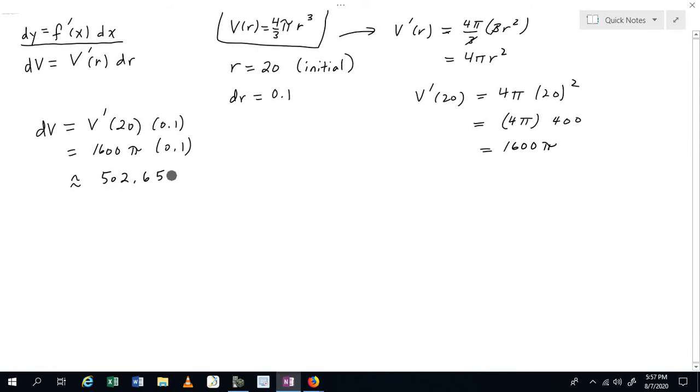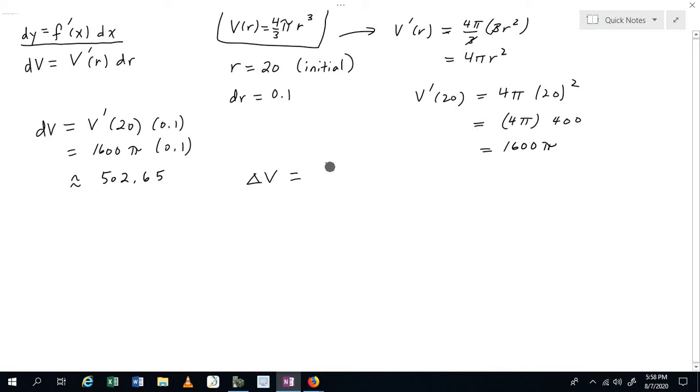Now, this is called the differential change in the volume. And this is a good approximation for the exact change in the volume, as long as this dr is not that big. Now, the larger dr is, the more error there will be in the approximation. Now, the exact change in the volume, which they didn't ask for, but I would like to mention just for a moment, if you wanted to find the exact change in the volume, the symbol we use for the exact change in the volume is this delta. So delta V, that's called the exact change in the volume. Well, that would just be the volume of the sphere at 20.1 feet.